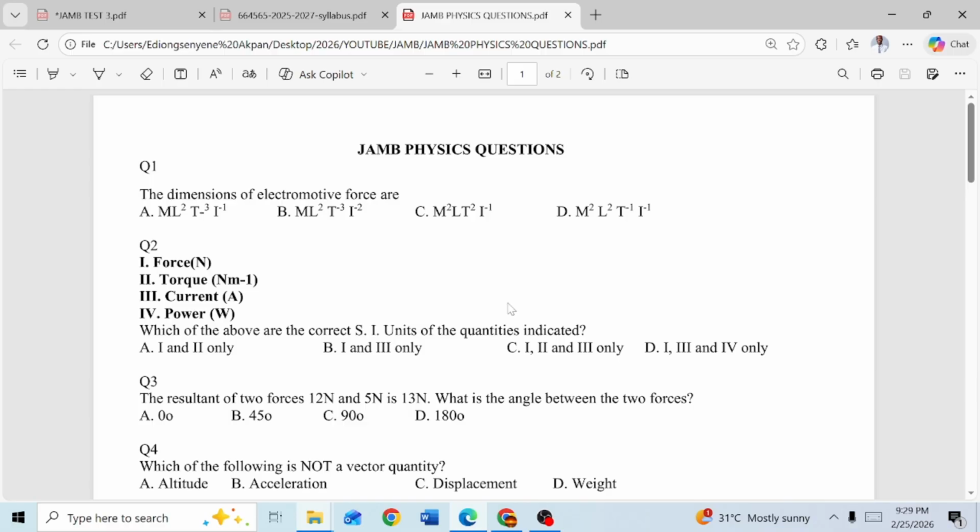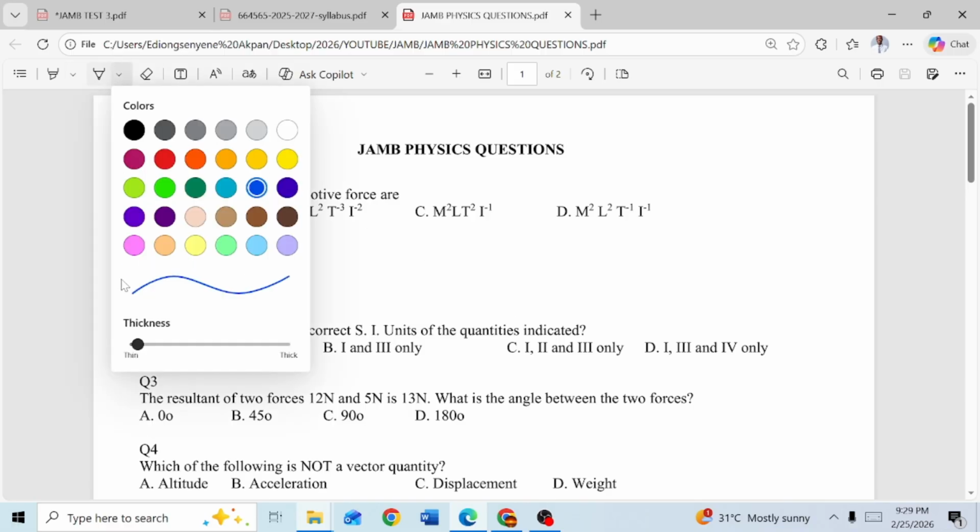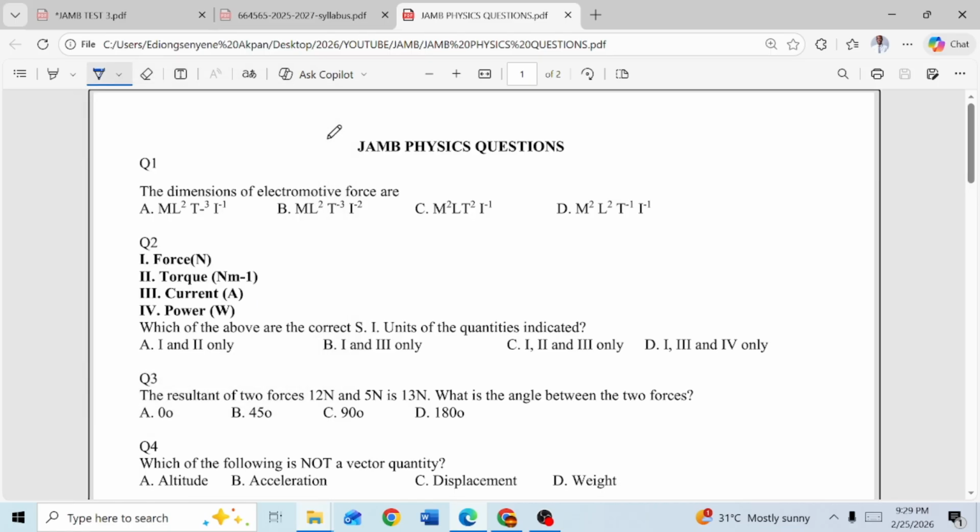Let's start with question number one. The dimensions of electromotive force are dash. You will agree with me that dimension is a regular topic in JAMB. So what is the secret now? To know how to interpret it. Once you know it, you are good and fine.